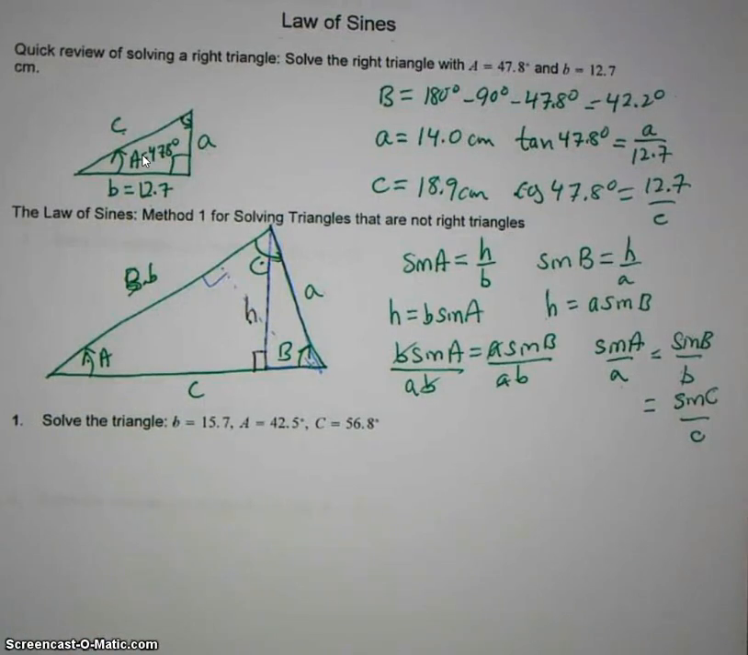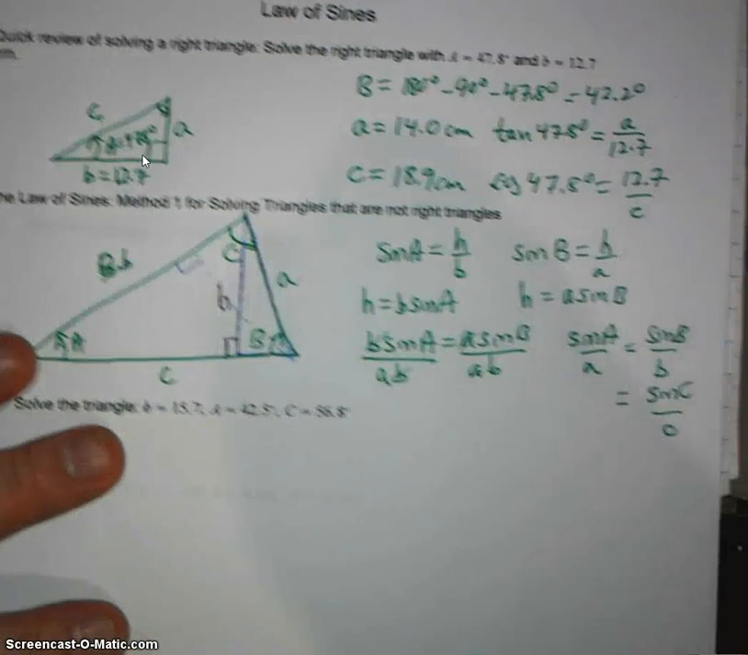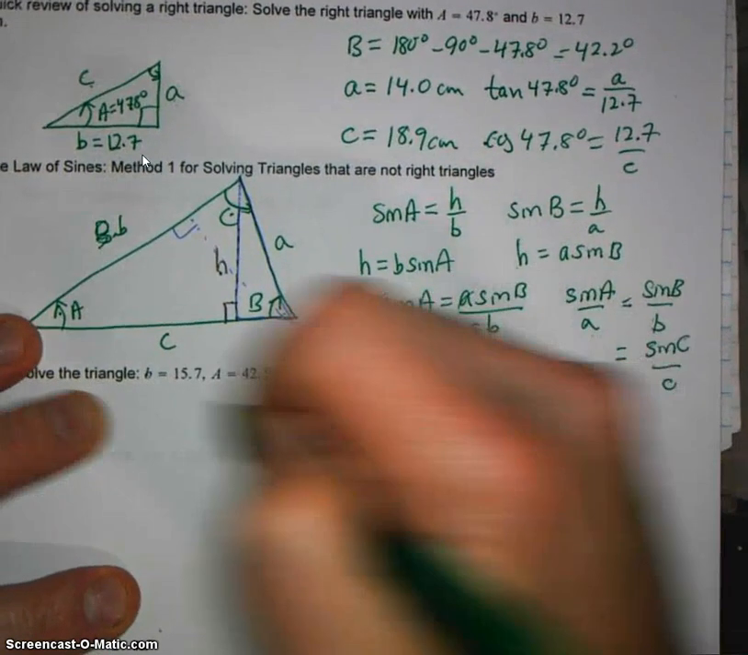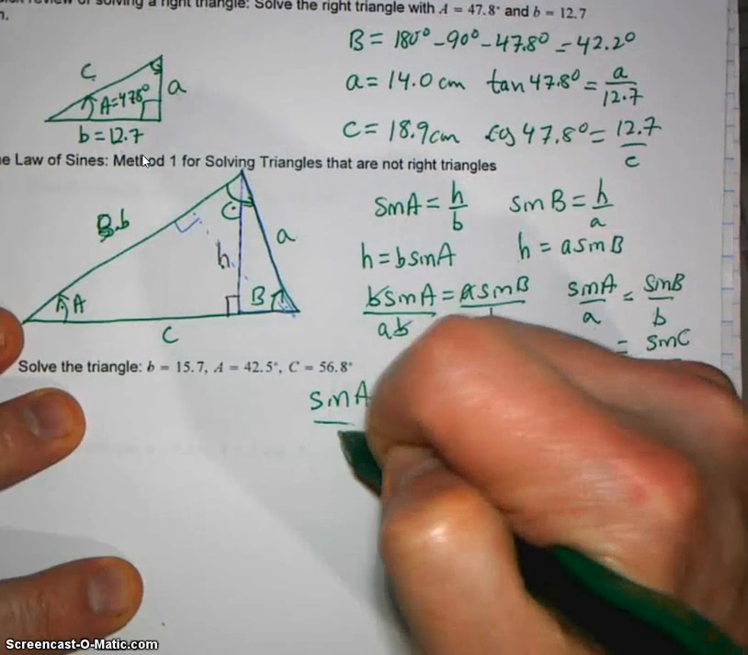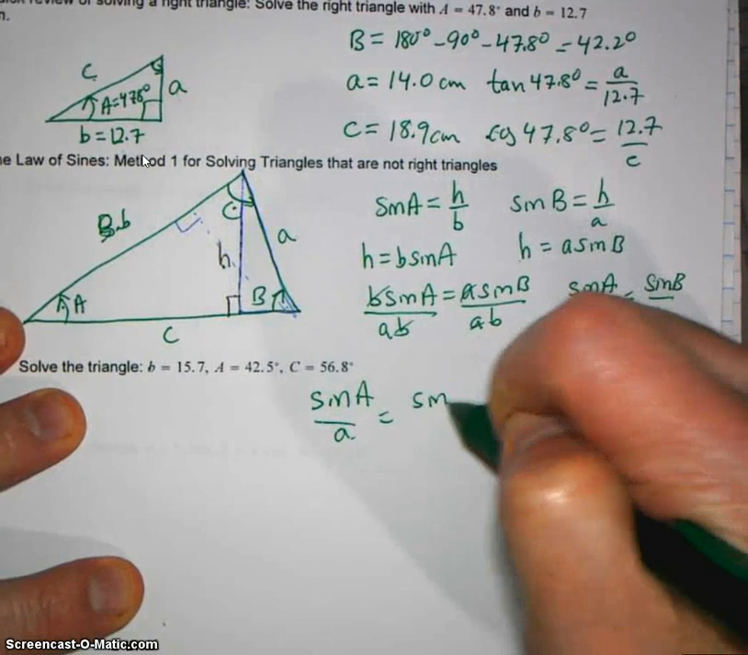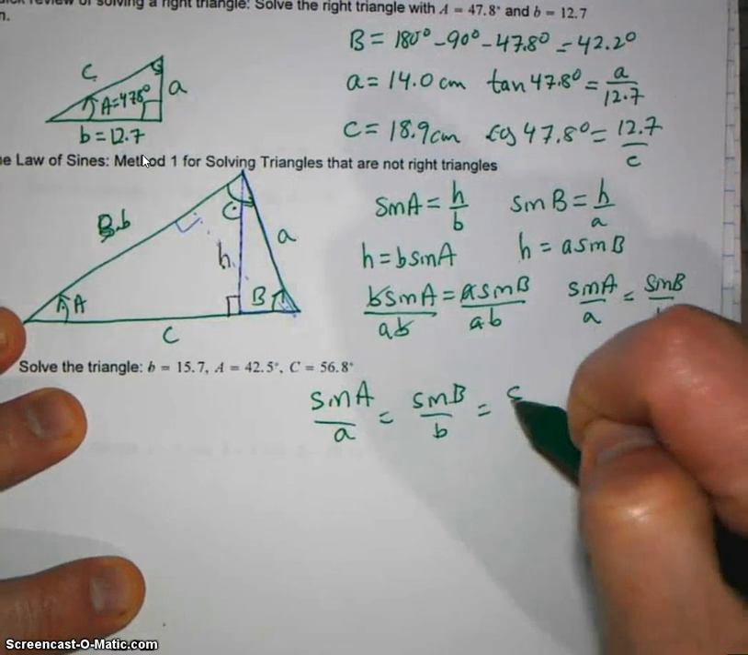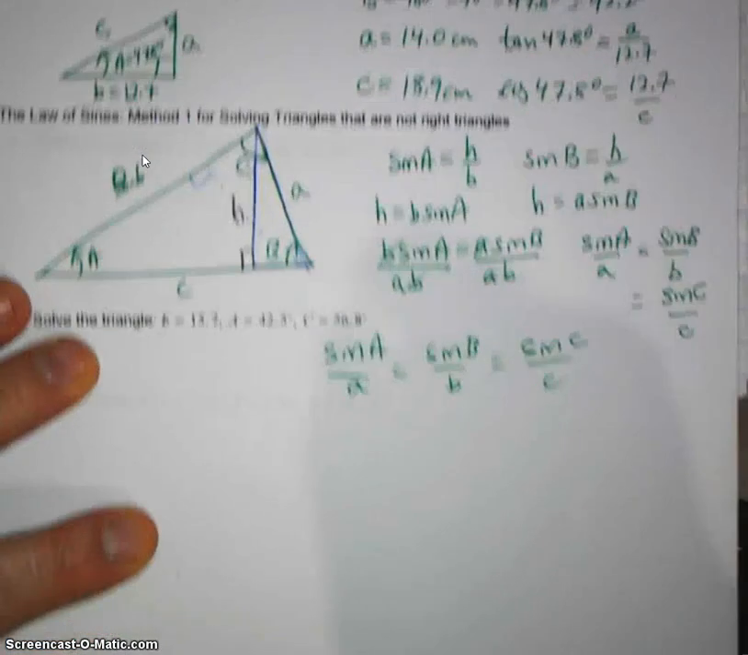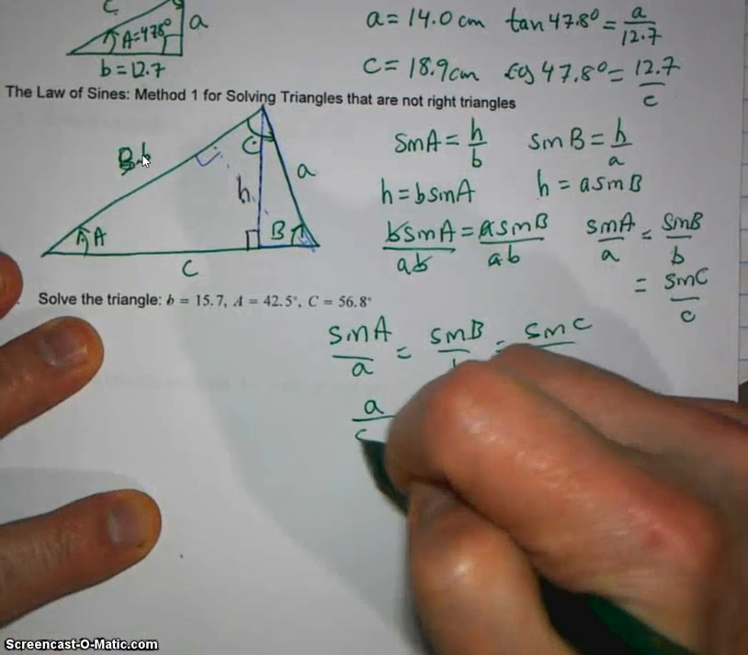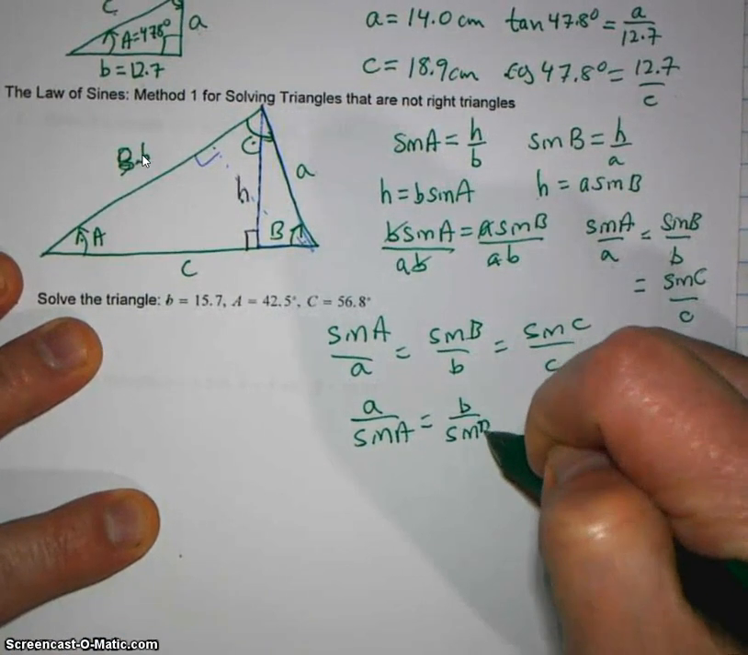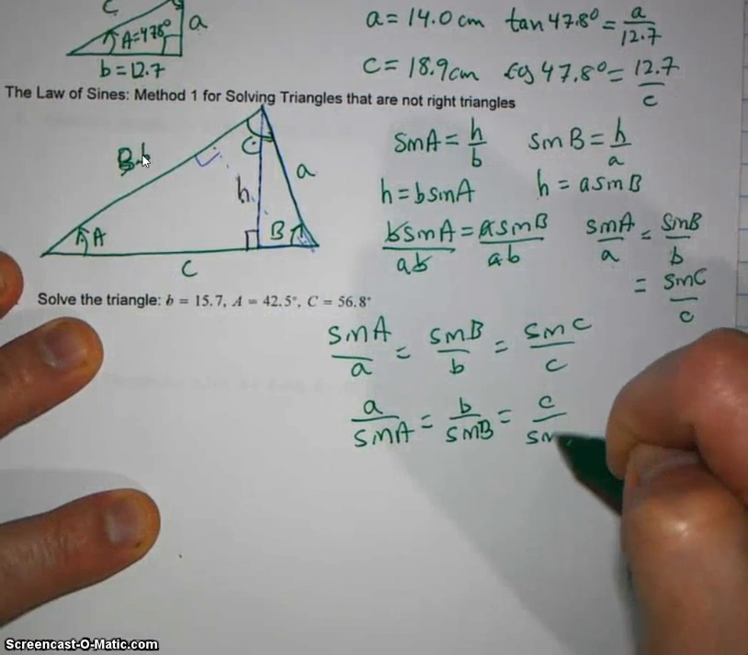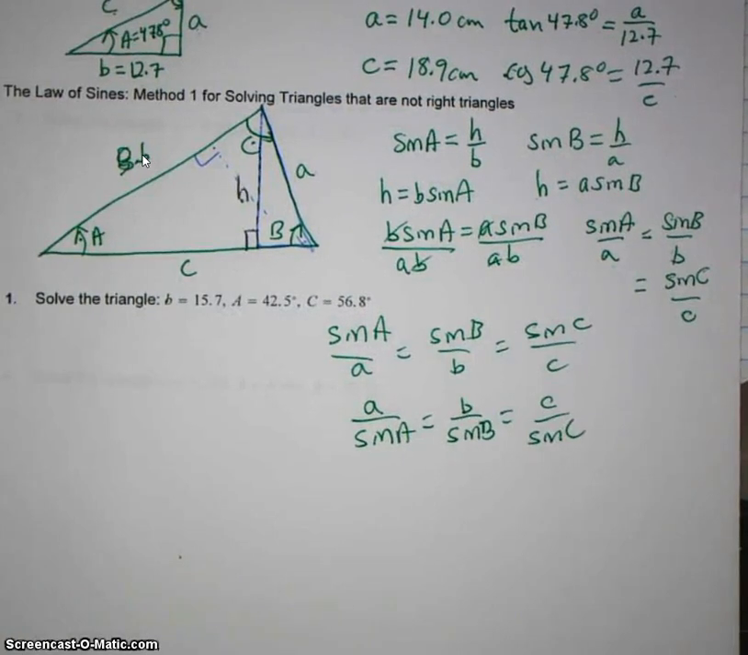All right, so this is our law of sines. I'm going to write it down here, and then we'll do this problem. I kind of ran out of space here. Sine of A over a is sine of B over b is sine of C over c. And sometimes this is written as a over sine A is b over sine B is c over sine C, depending on what you're dealing with.